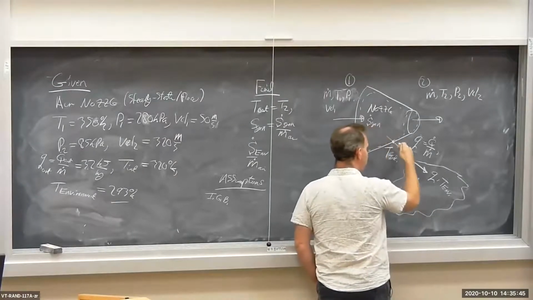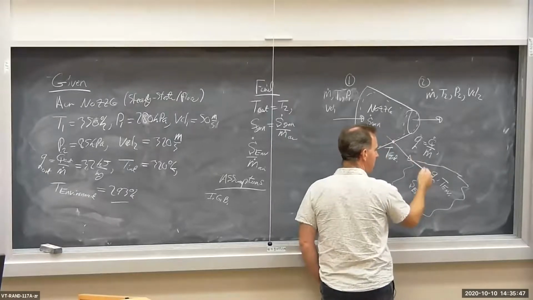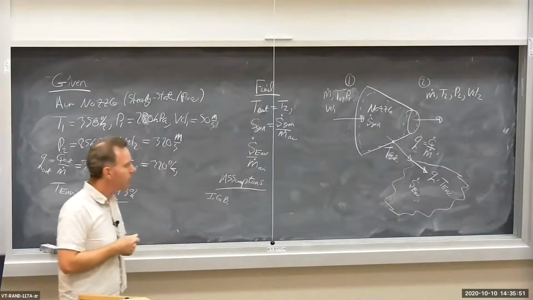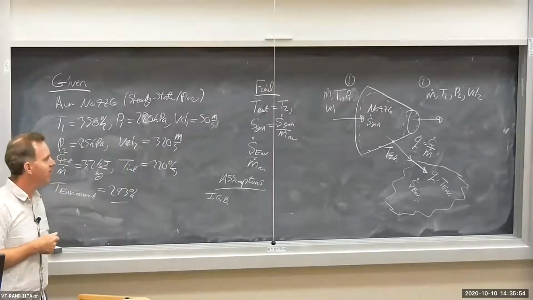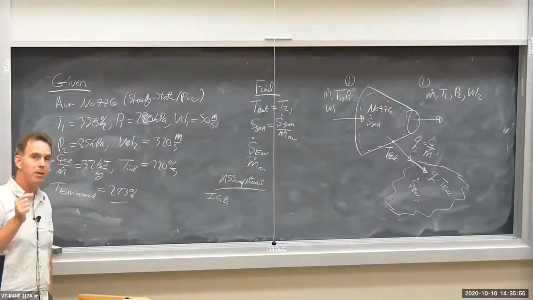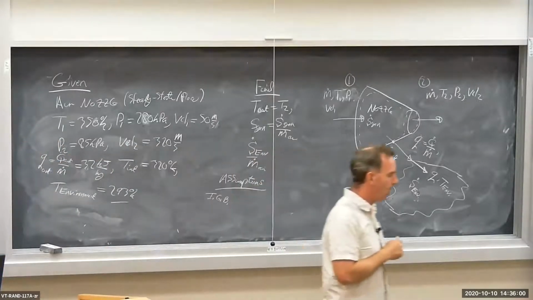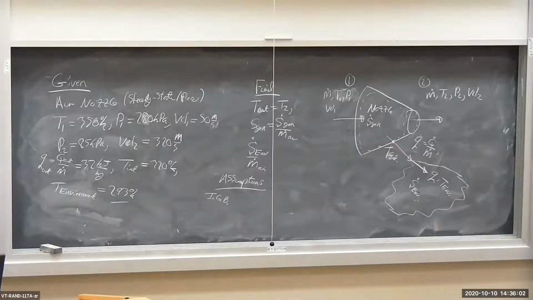Because we have heat flowing from the nozzle into the environment, it's going to be carrying entropy with it. So I want to know what the rate of change of entropy within the environment is, or the entropy transfer into the environment due to the heat interaction with the nozzle. Okay, that's what I'm interested in. Okay, let's get started here.